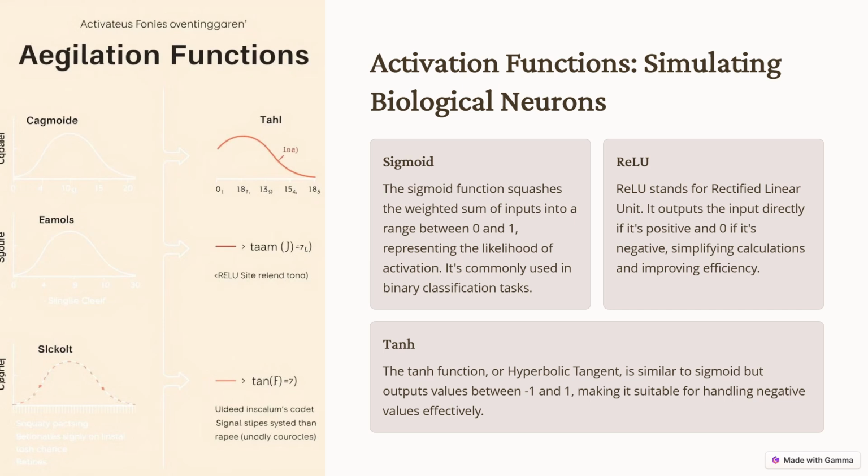Then ReLU basically stands for rectified linear unit. It outputs the input directly if it's positive, and 0 if it's negative. It is used for simplifying calculations and improving the efficiency of the neural network. Then tanh is basically the hyperbolic tangent. It is similar to sigmoid, but it outputs values between -1 and 1, whereas sigmoid outputs values between 0 and 1. It is basically used for handling negative values efficiently.